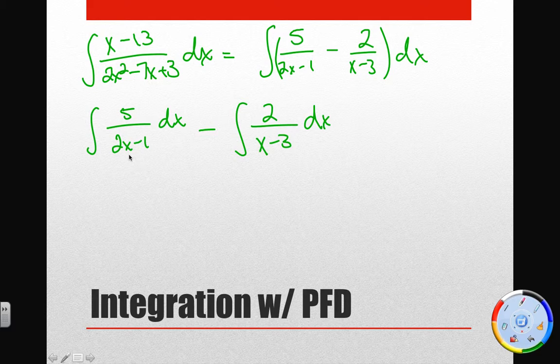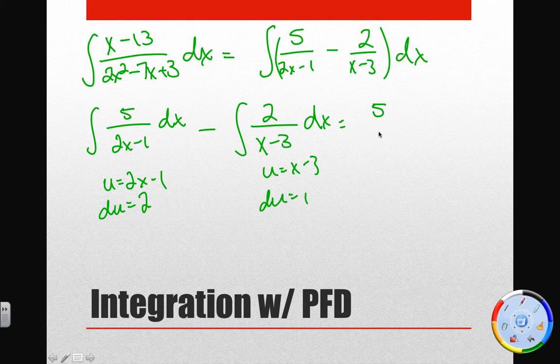if you want to think about a u, we might want to do that. Let's say u is 2x minus 1, and therefore du is 2. Here, u is x minus 3, du is 1. Oh, that's kind of nice. But here, we would have a 5. Oops, du is 2 dx, and this is just dx. So we have 5 over 2 times the integral of 2 dx over 2x minus 1.